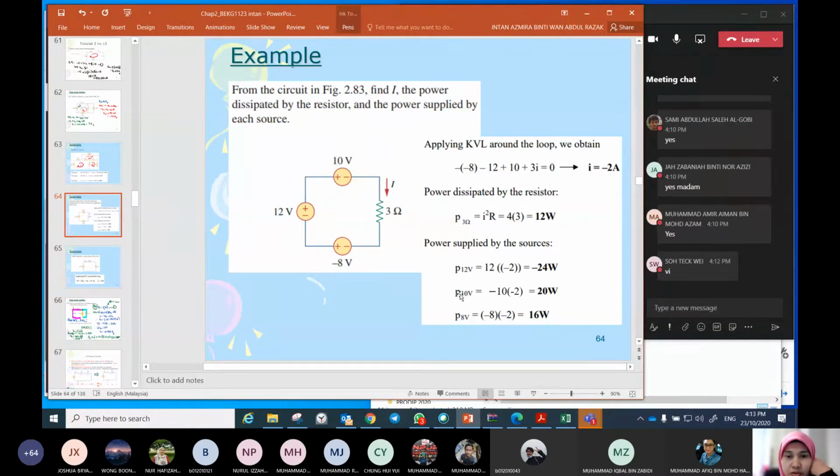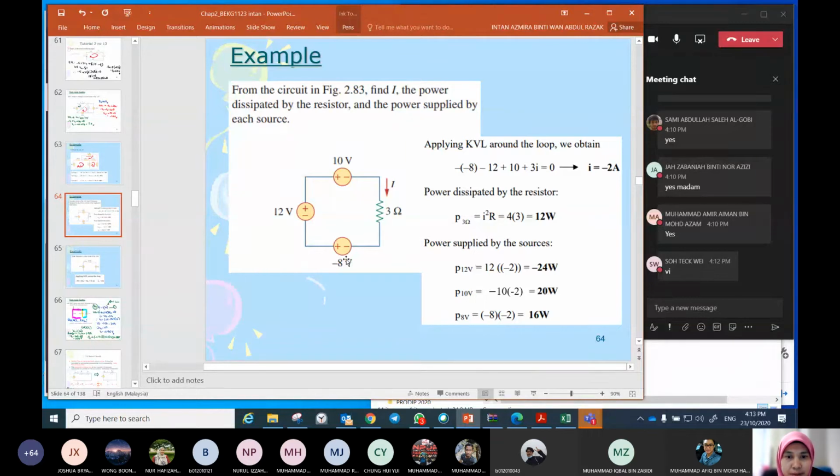The 10 volt source. So P of the 10 volt is, I put minus here. Why minus? Because the voltage source is arranged in the opposite direction, I mean the opposite of the normal arrangement. This is the typical, this is not the typical. Positive then negative. Get what I mean? So I put negative 10 here, and then the current is the same, minus 2, and we get 20 watts.